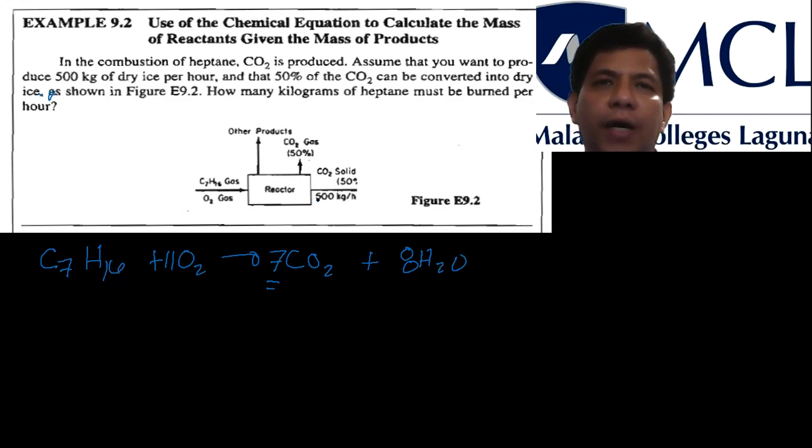So this is the diagram. As you can see, you need to produce 500 kilograms per hour of carbon dioxide. This amounts to 50% of the total carbon dioxide produced by the reaction. So, for example, we're going to use as a basis 1 hour of operation.